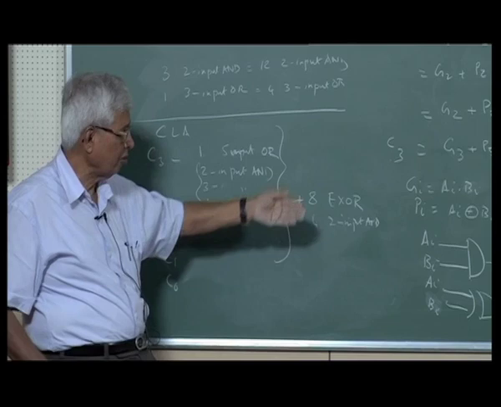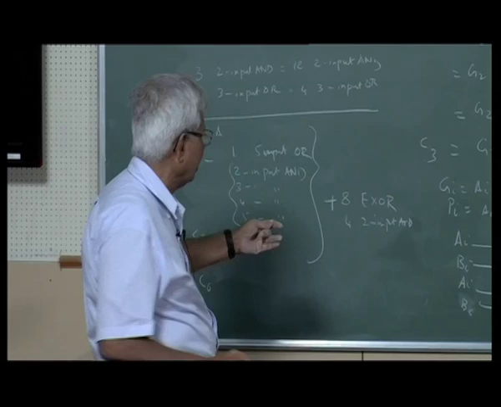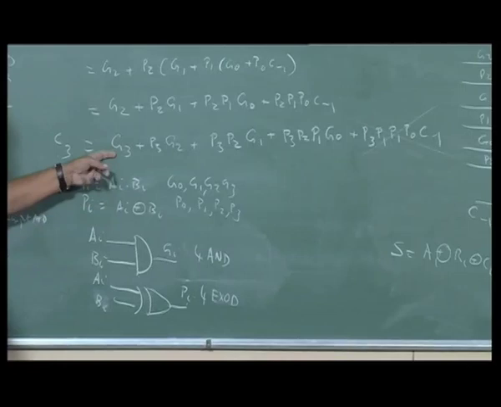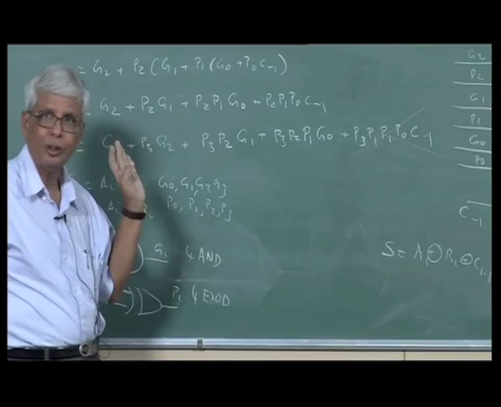Now it's only a four-input CLA, carry look ahead. Can I have five inputs, six, seven, eight inputs? The same concept will go on. Suppose I have an eight-input carry look ahead. This already has five terms; if it is the eighth one, this will have nine terms. So there will be a nine-input OR gate and a nine-input AND gate.